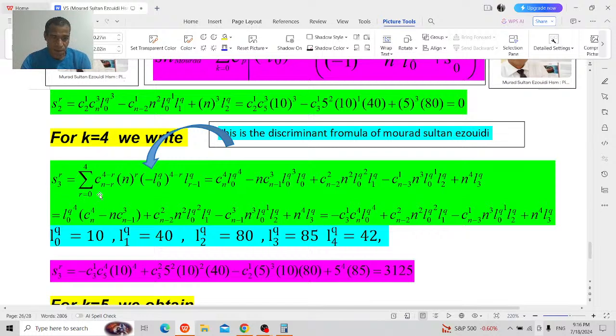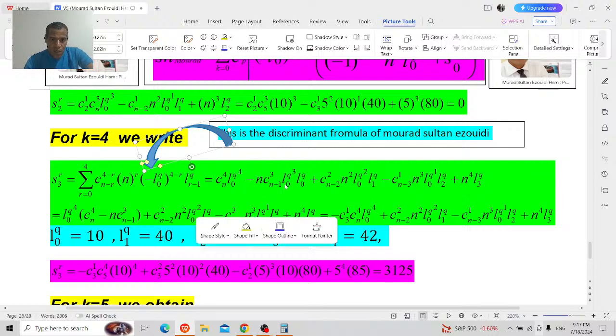S3 equals the sum from 0 to 4, combination n minus r choose 4 minus r, n raised to the power r, times negative L0 for the q raised to the power 4 minus r, times L r minus 1 for the q. After developing this and simplifying it, we obtain the last one. It means you are going to expand this formula, and you will get this one.